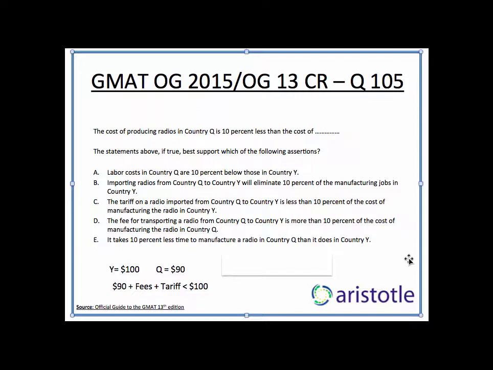As I said, if you write this in terms of numbers, as I did, it becomes much easier to handle this particular argument. On a difficulty scale of 1 to 5, I would give this one a 4.